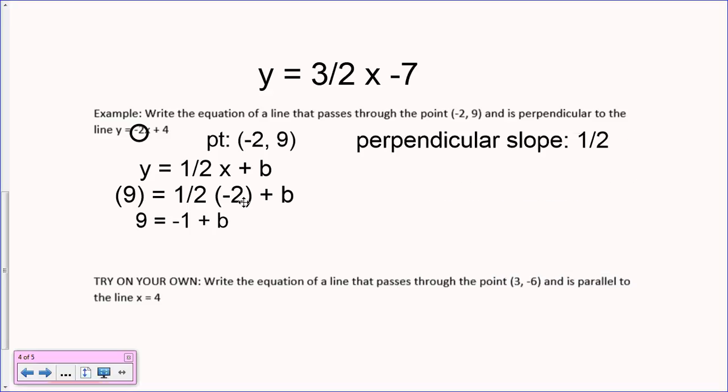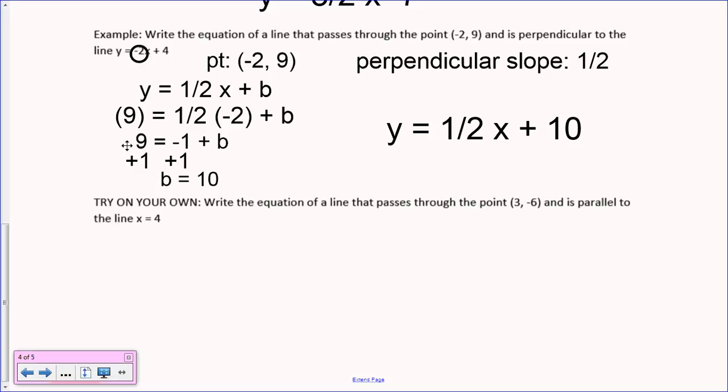9 equals 1/2 times negative 2 plus b. Simplify it. 9 equals negative 1 plus b. And we go ahead and add 1 to both sides. We get b equals 10. Our equation is y equals 1/2 x plus 10.